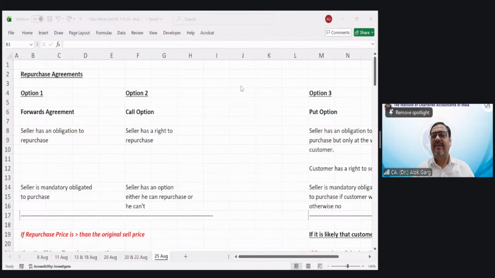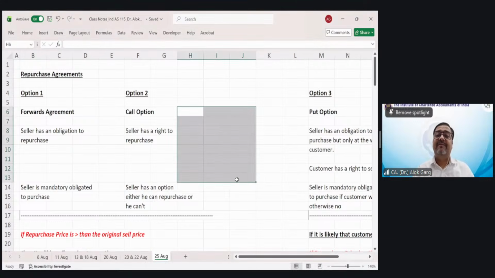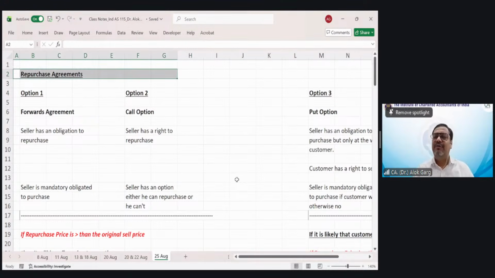Now, my dear friends, let's go to the concept of repurchase agreement. I told you there are 3-4 specific items in Ind AS 115, like bill and hold arrangement. Have we discussed bill and hold arrangement? Yes, we have. You remember the custodian service example. Then repurchase agreement, then service concession arrangement.